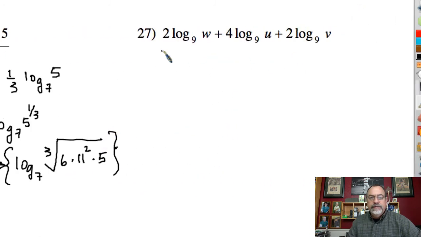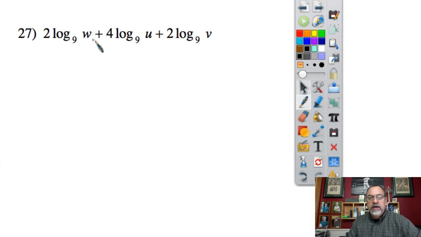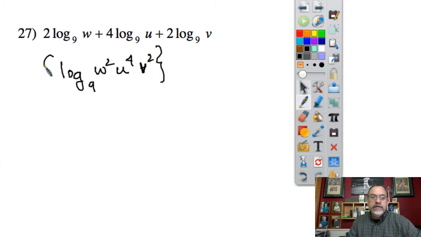All right, for number 27 then, it's all multiplication here because we have addition signs and we have powers to powers. So I'm going to skip a couple steps and do this all together. So this is w squared, and it's a plus, so it's times u to the 4th, and it's plus, so it's times v squared. So this would be the condensed version for number 27.